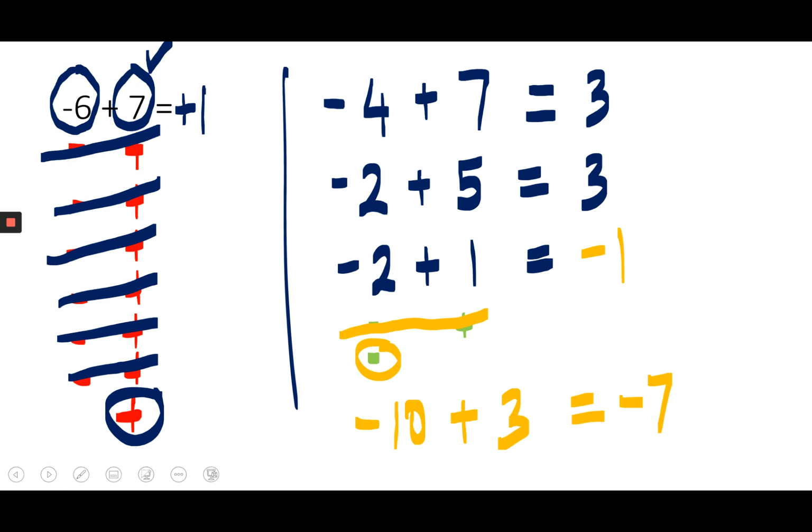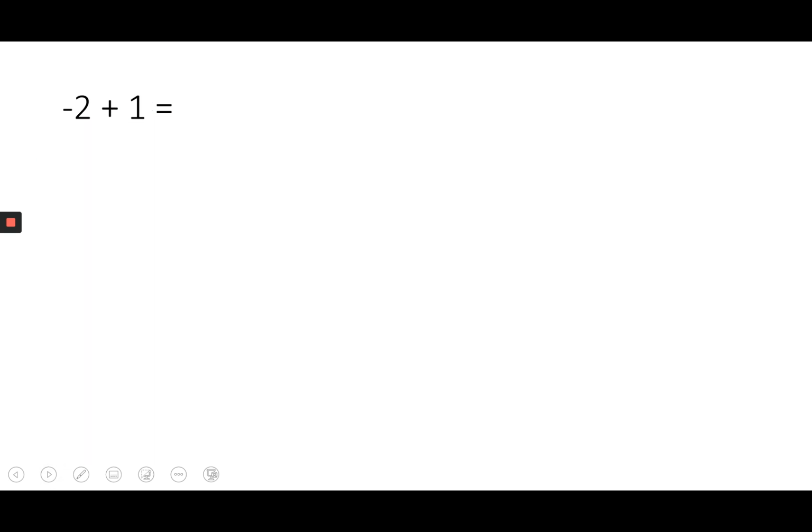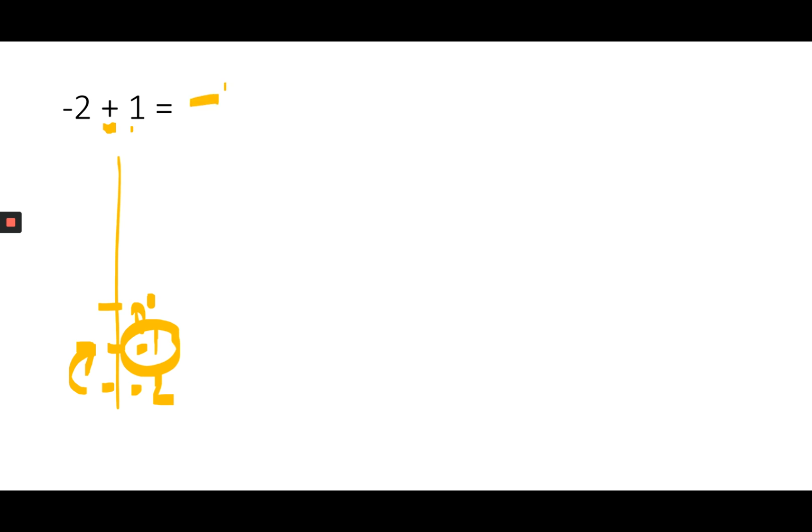Hopefully, you are going to understand better when I use different methods. So another method is to think about a thermometer, for example. Let's say the temperature is, this is 0 Celsius, negative 1, and this is negative 2. And then if the temperature goes up 1 degree, the new temperature is going to be negative 1. This is the answer.